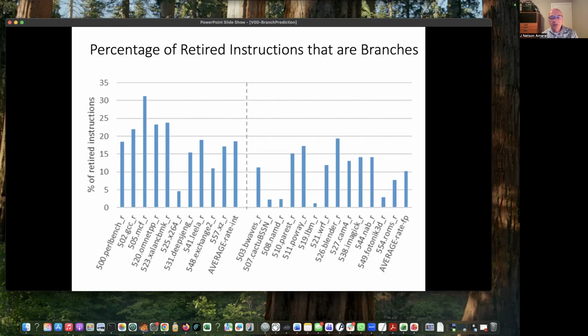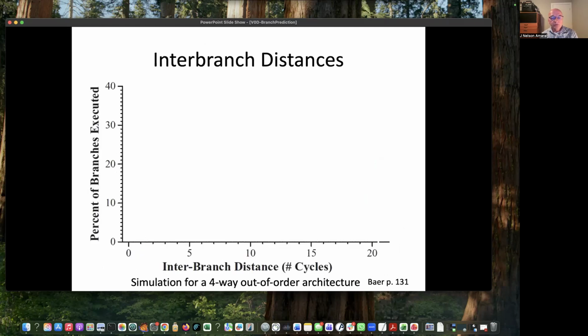That's the main difference between integer programs and floating point programs: the integer programs have a tendency of having more branches than the floating point programs. The next question is, what are the interbranch distances? That is, how many cycles do you see between branches? This is based on a simulation study for a four-way out of order architecture.